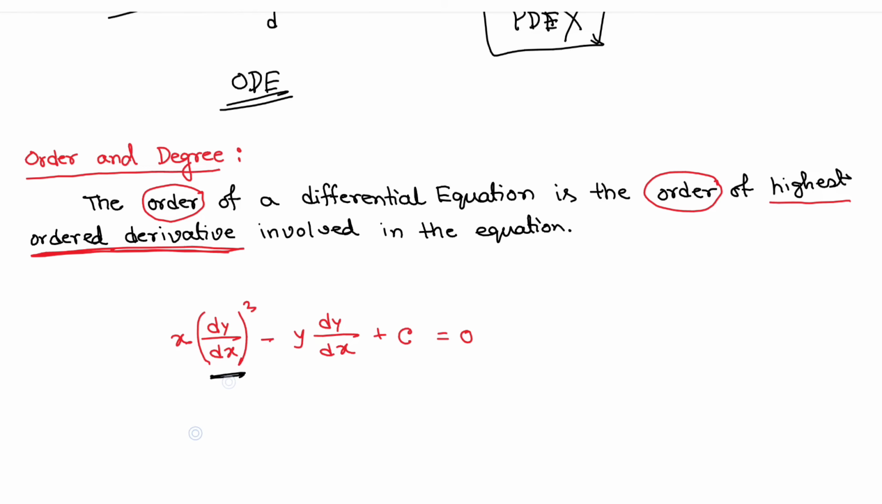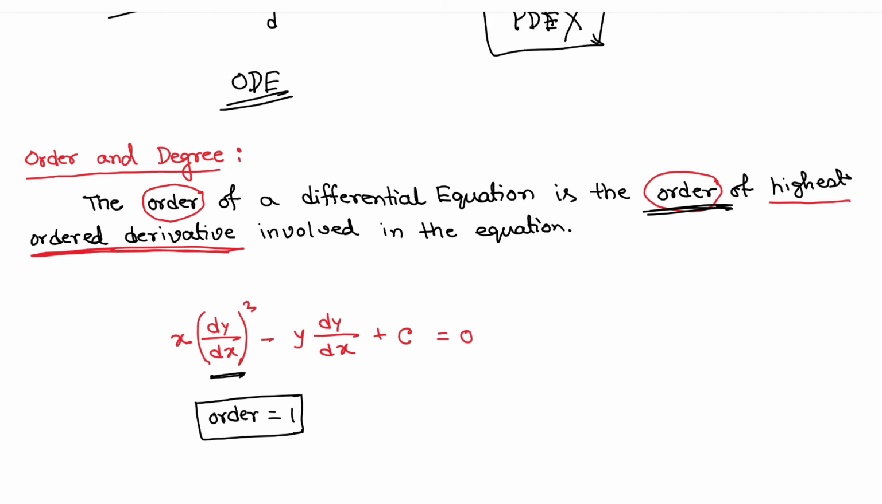Here this is dy dx. dy dx means one time derivative. Again this is dy dx, that means this is one time derivative. Now order means the order of the highest order derivative, that means how many times we are deriving the function. So obviously only one time. So here order equals 1. Clear? Here the order is 1.